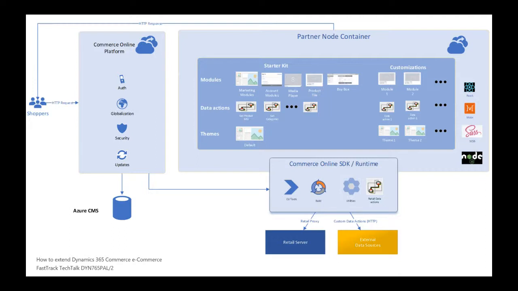Once that JSON is ready, it gets sent over to our partner node container. This is where our Commerce Online SDK and runtime kick in. It'll examine the JSON file and figure out all the modules that make up the page. So we have a list of modules, and then data actions are used to get data into a module. We have a set of core data actions built in that call retail server. For example, you'll see one called get product info or get simple products that'll return product information. Data actions can either call retail server, our new ratings and review service, or our recommendations engine. And then you'll also have a set of themes.